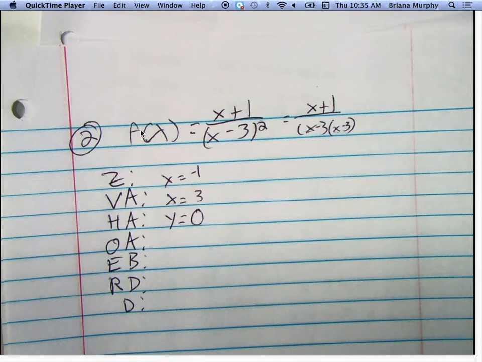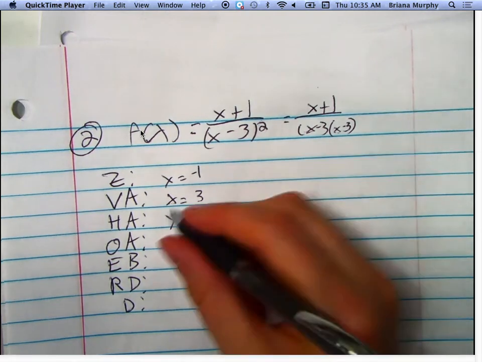Okay, oblique says if the numerator is 1 bigger than the denominator, there's an oblique asymptote. Is that true here? No, the numerator is smaller. So none.